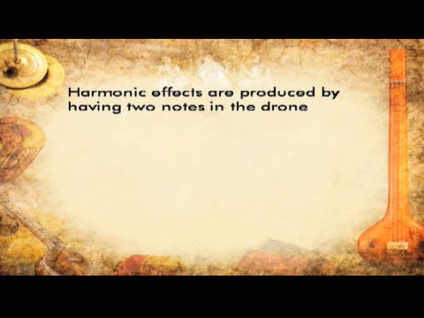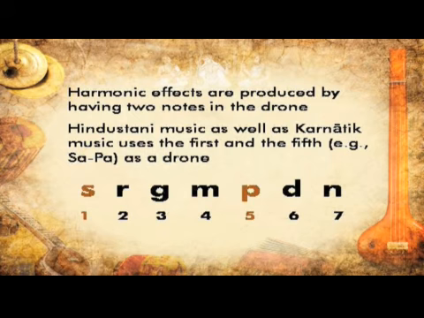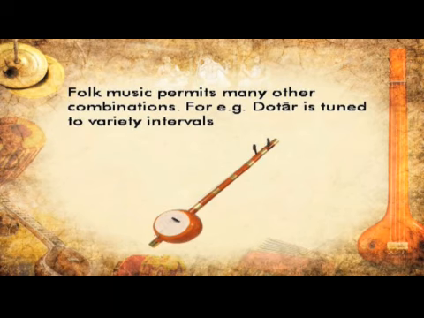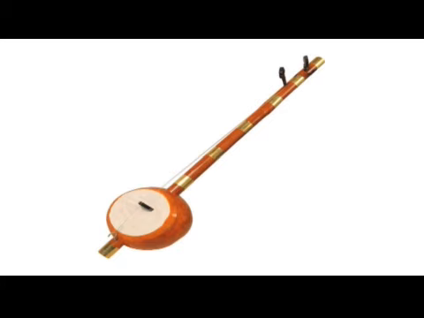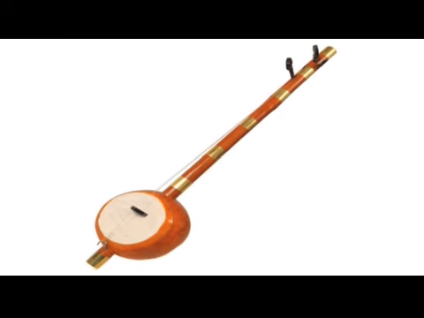More intricate harmonic effects may be produced by having two notes in the drone. Both Hindustani music as well as Carnatic music tend to use the first and the fifth, sa, pa, as a drone. Folk music, on the other hand, permits many other combinations. The dotar, for example, may be tuned to a variety of intervals.